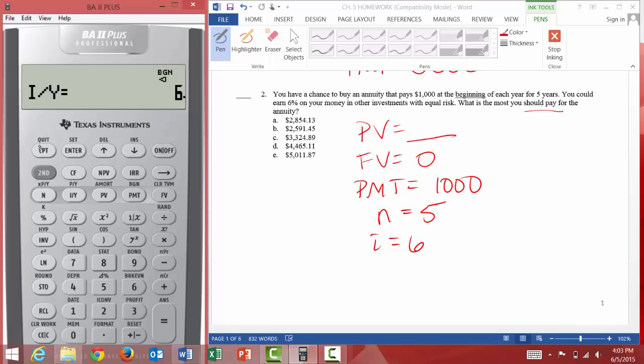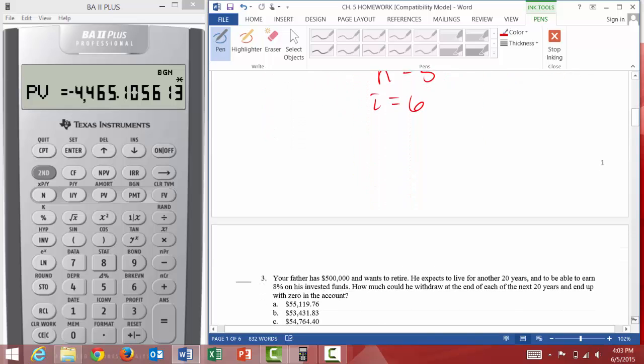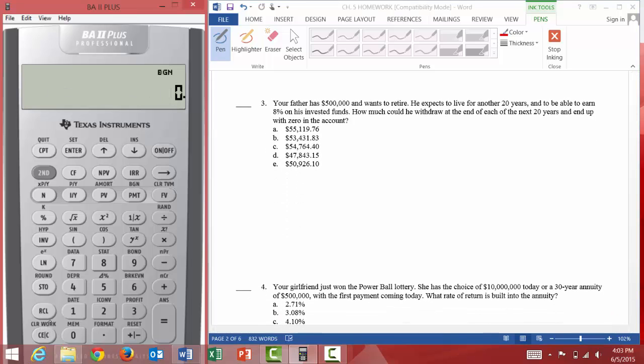And if I hit compute present value, I get $4,465.11. And so we get answer D. That's how much you should pay for this particular product. And then let's look at the next question. Now, I want to check and see if this is going to be in begin mode or end mode.